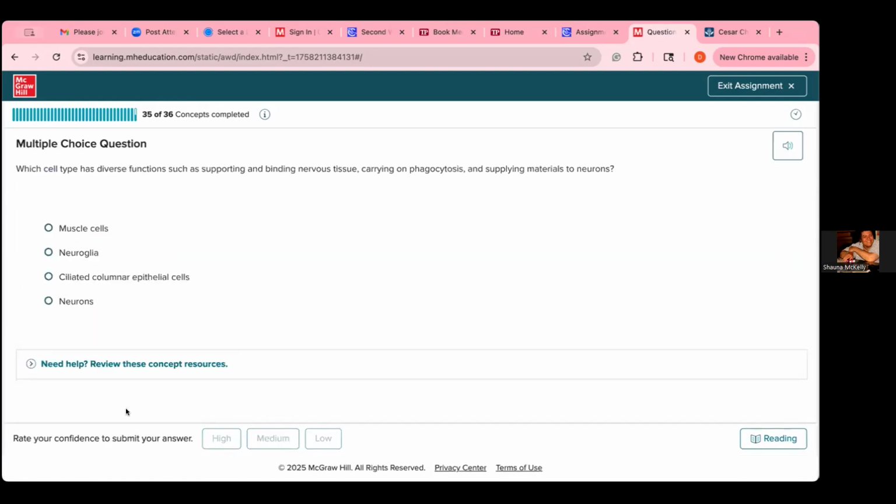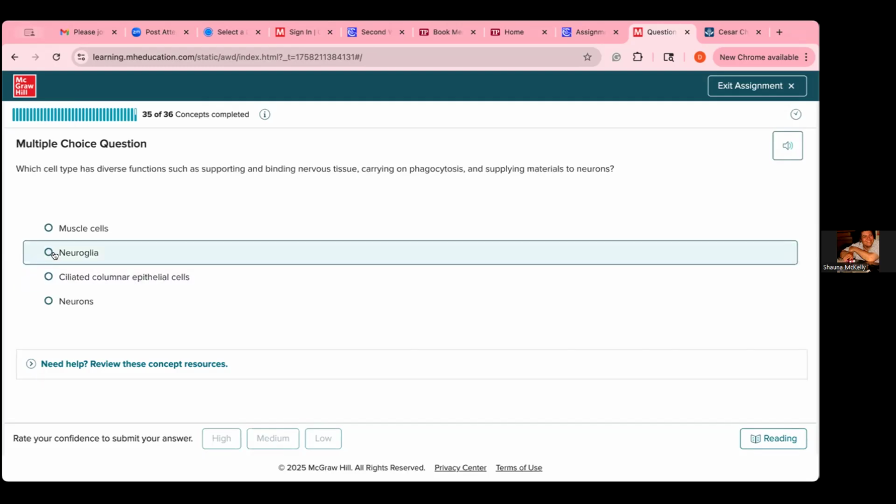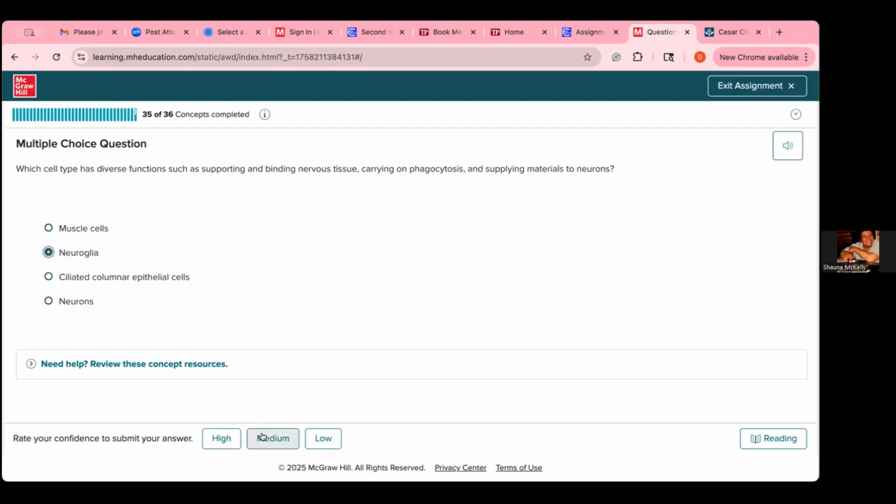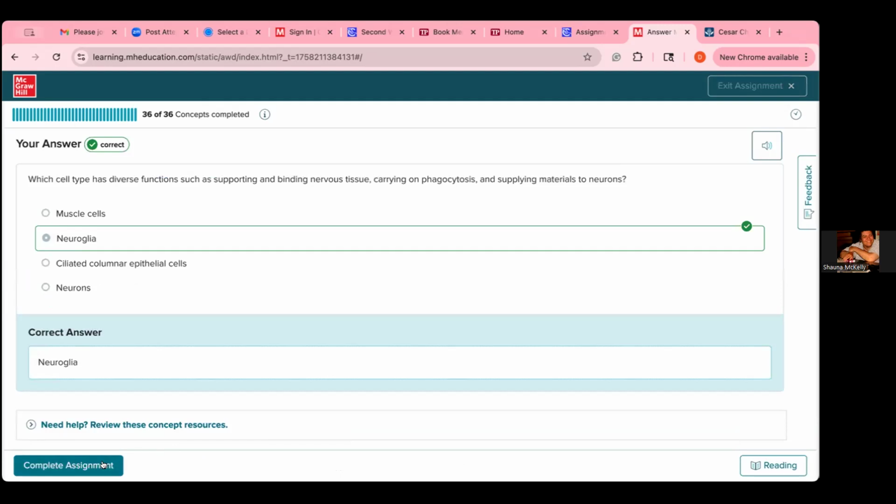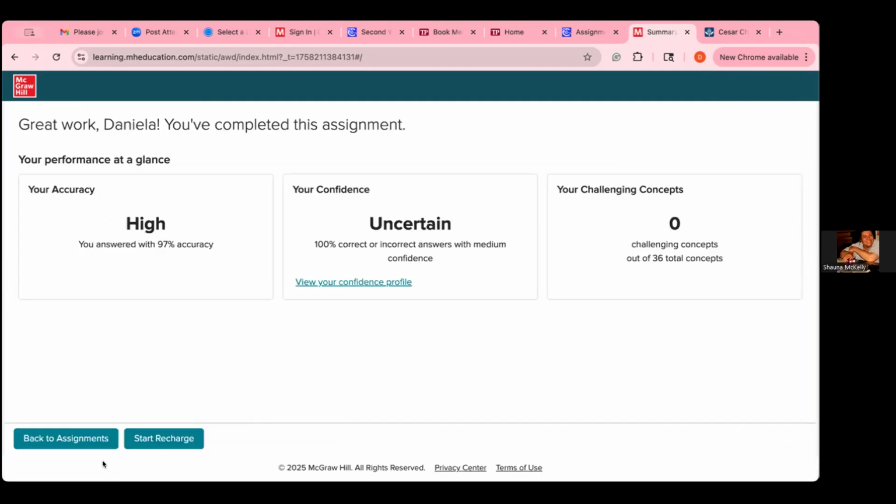Which cell type has diverse functions, such as supporting and binding nervous tissue? Okay, we just answered that. What type of cell were we reading about? Neuroglia, right? Good job. And we're done. Nice.